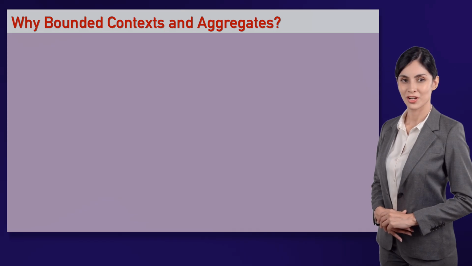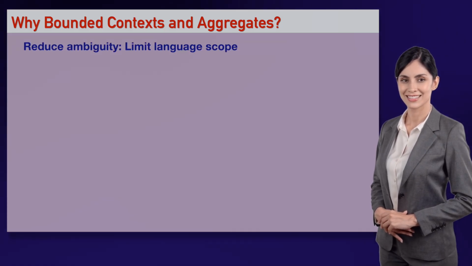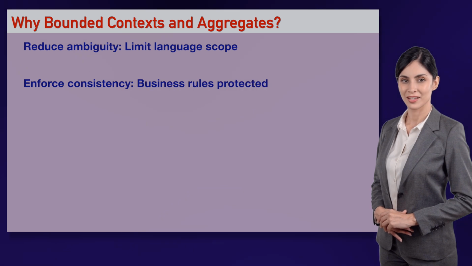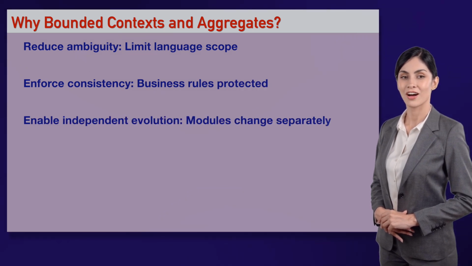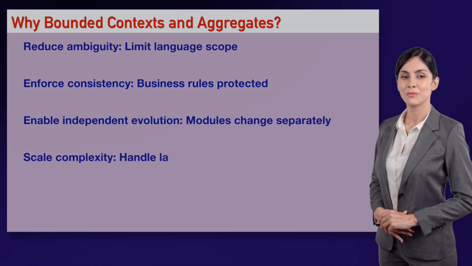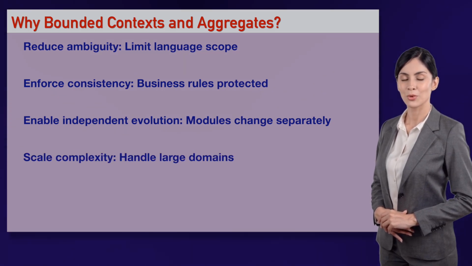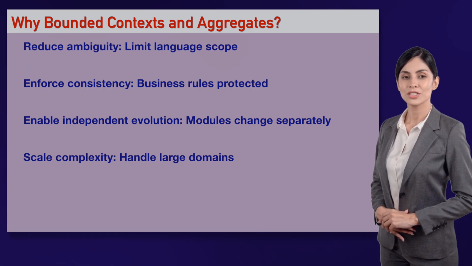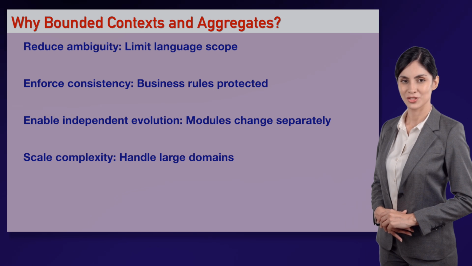Why focus on bounded contexts and aggregates in DDD? Bounded contexts reduce ambiguity by limiting the scope of ubiquitous language and concepts to a specific subdomain, preventing confusion in large organizations with overlapping terms. Aggregates enforce consistency by grouping related objects and protecting business rules within transactional boundaries. They enable independent evolution, allowing modules to change without rippling across the entire system. Ultimately, they scale complexity by breaking massive domains into manageable, self-contained units that can be developed, deployed, and scaled separately.